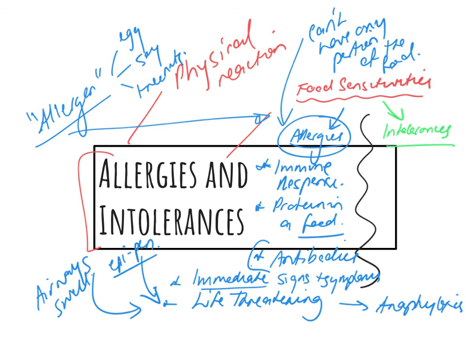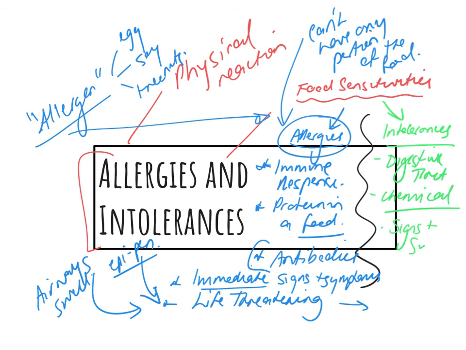Now, intolerances are also classified as food sensitivities. However, they are not as extreme because they don't involve the immune system. They involve the digestive tract or the GI tract. And what happens is when a person who has an intolerance eats a food that contains a chemical that they are intolerant to, their digestive tract will be affected and there will be signs and symptoms that develop.